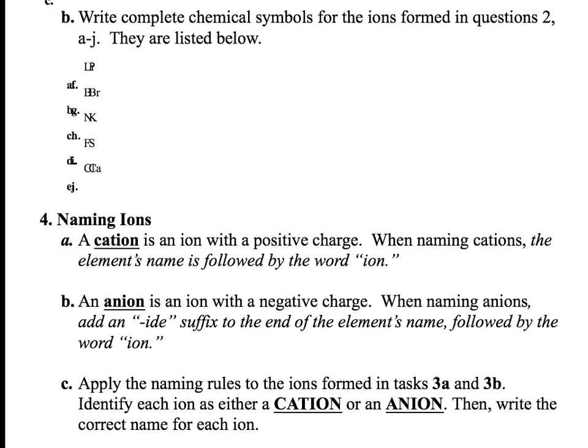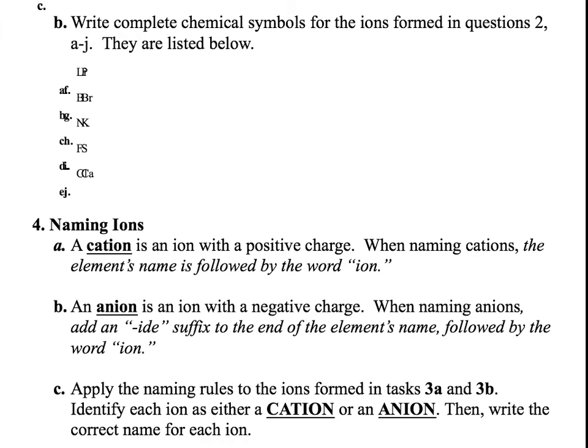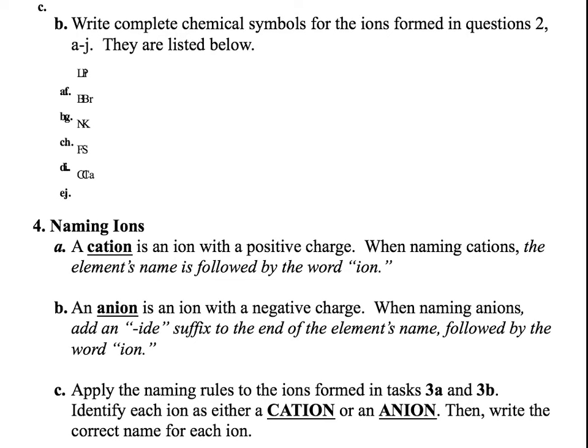Okay, now we're on to the next section here. It says, write the chemical symbols for the ions formed in questions 2A through J. Mine is kind of messed up again, so we'll ignore that. All right, and I will just do the first few with you here. We're going to start with letter A, lithium.